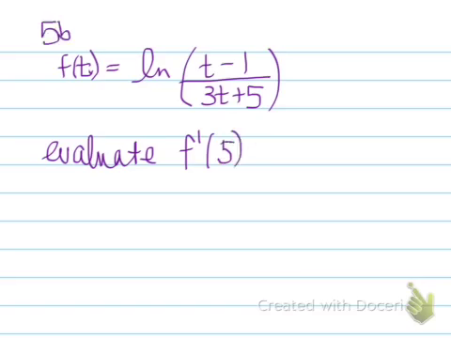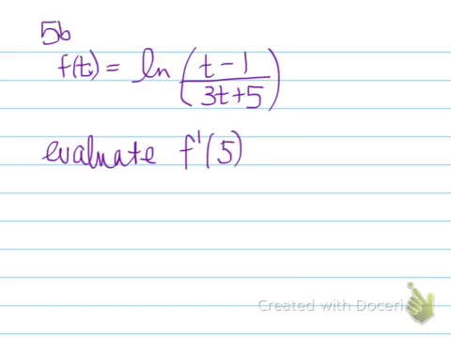In the first one, it was a question taken from the textbook, and you're asked to evaluate f prime at 5. This is question number 5b. Evaluate the derivative of ln of this function, f prime at 5. So, what does that mean? Well, we take the derivative first.